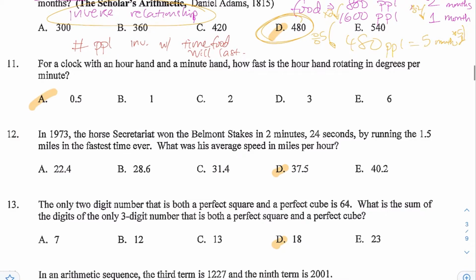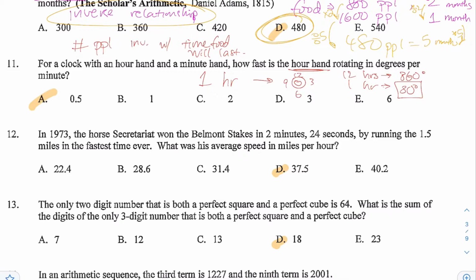Okay, next for number 11, for a clock with an hour hand and a minute hand, how fast is the hour hand rotating in degrees per minute? So the hour hand, as you know, goes around 1 hour every hour. Now, in order to go around 1 hour, that's actually just 1/12 of the clock. Because if you go around the clock, it's 12 hours, and that's 360 degrees. So 1 hour will only be, if you divide by 12, 30 degrees.